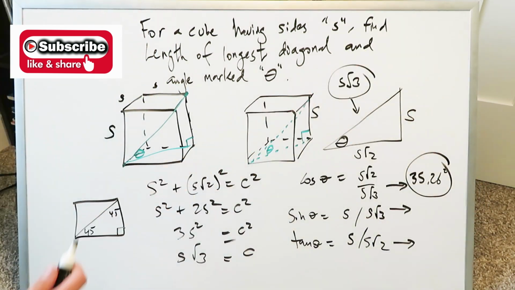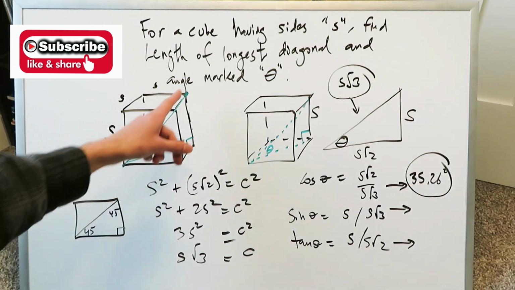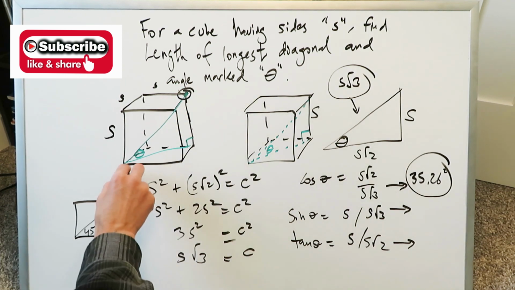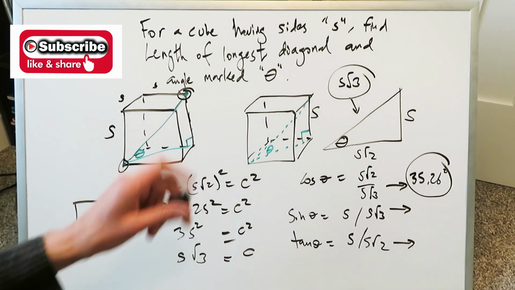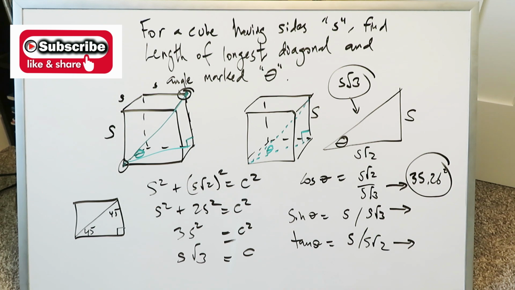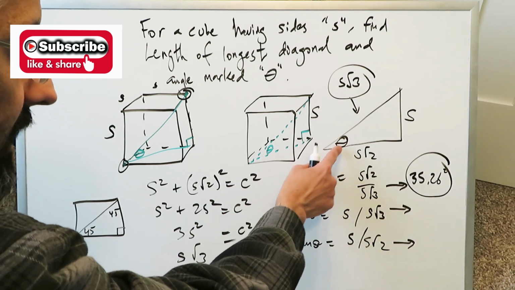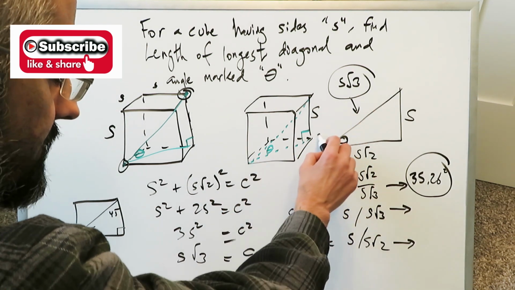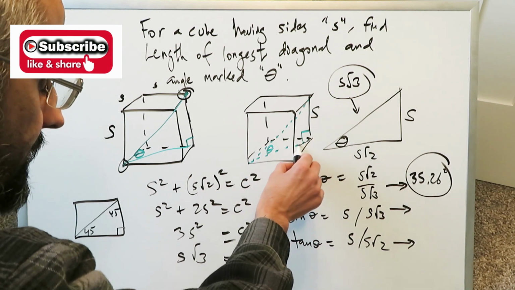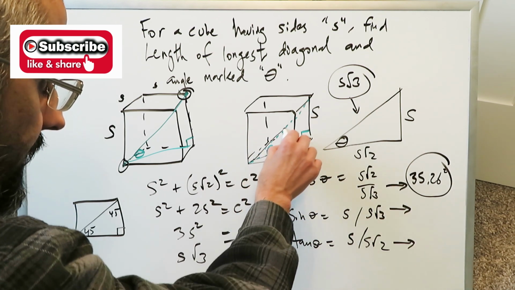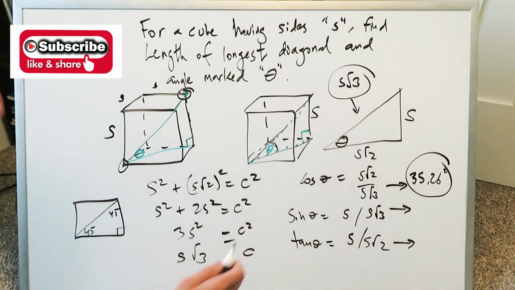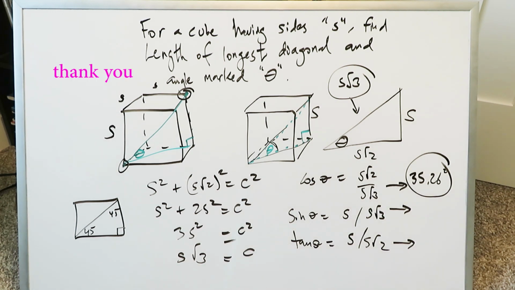And this is the length of the longest diagonal you can draw internally from one corner to the other corner. S root 3 is the answer. 35.26 degrees is the angle of that diagonal with respect to this other diagonal right here, and then the long diagonal, this angle right here, 35.26, and the question has been solved.